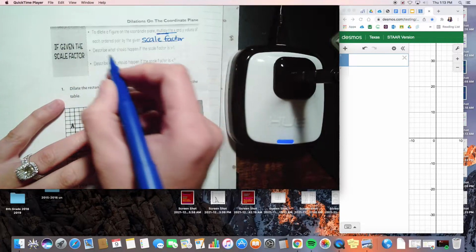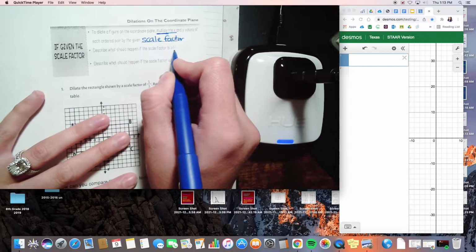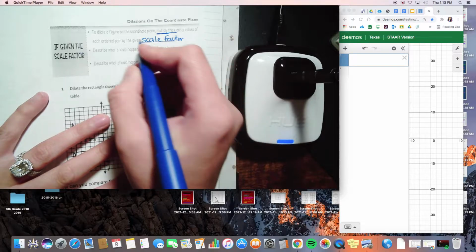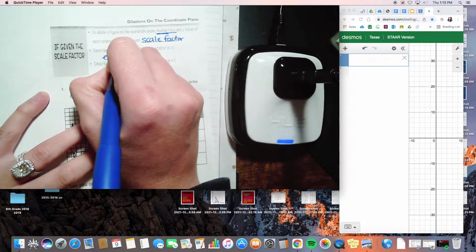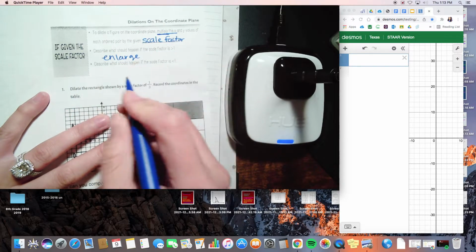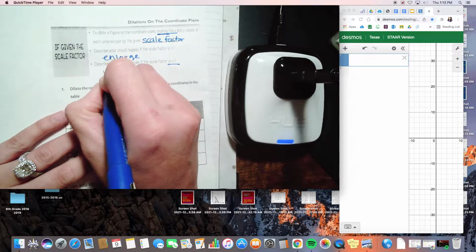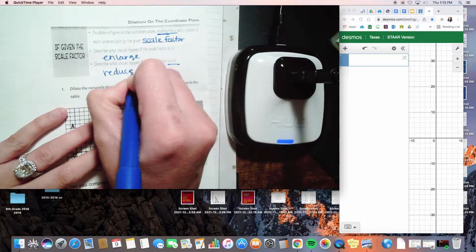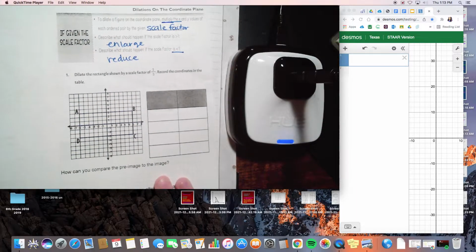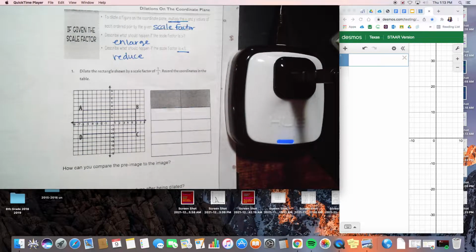Describe what should happen if the scale factor is greater than 1. If it's greater than 1, we are going to enlarge, which means it grows. If it is less than 1, we are going to reduce, which means it shrinks. So now what we're actually going to do is create a dilation.